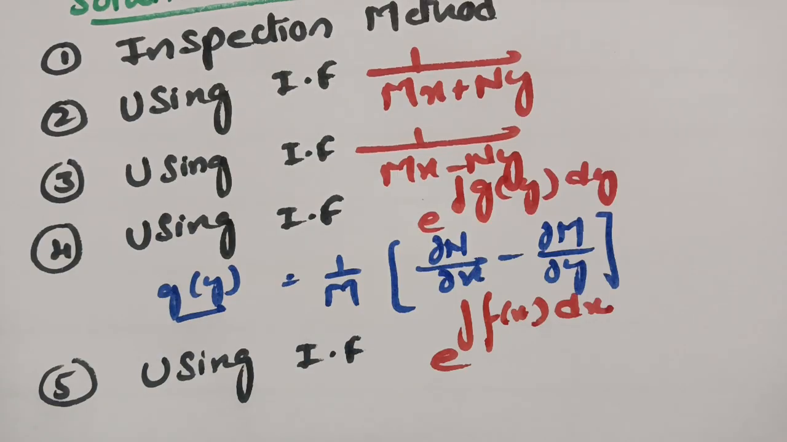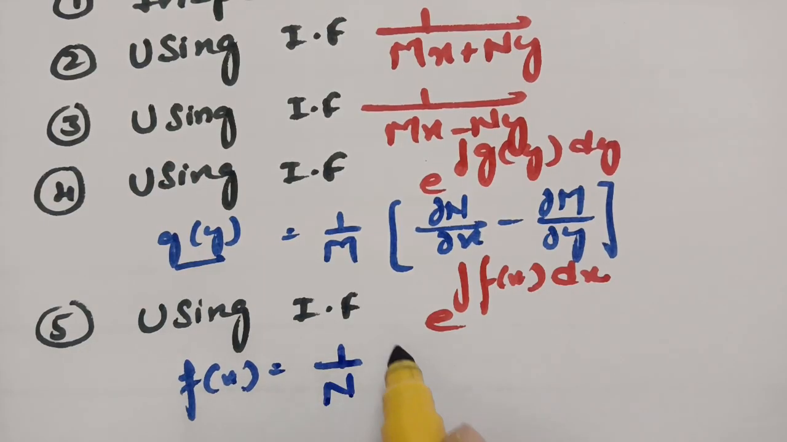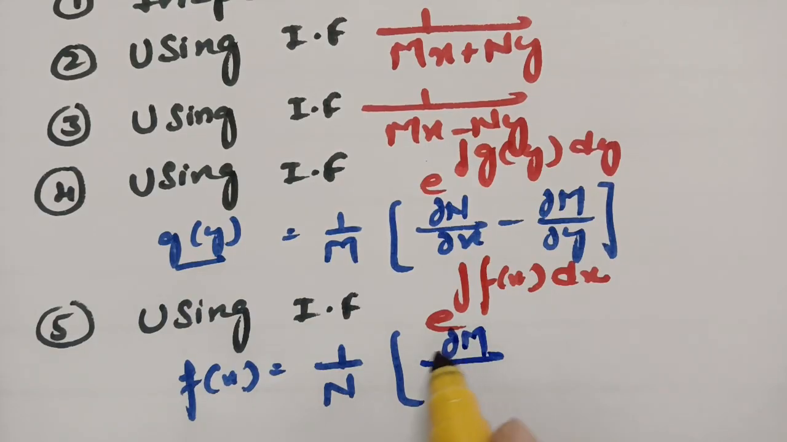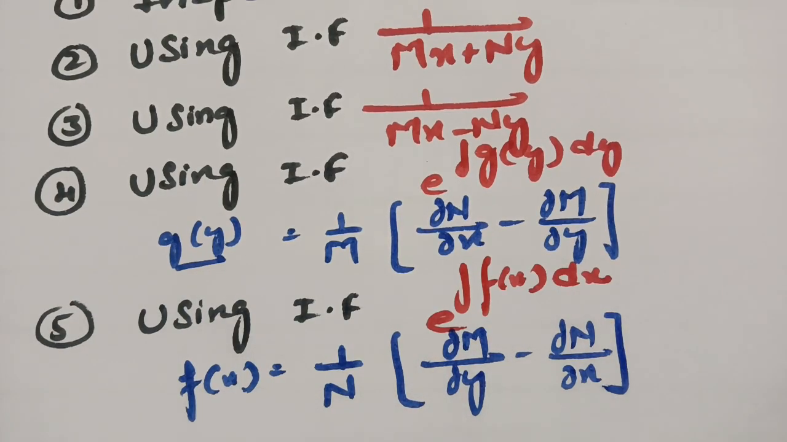See, what is f of x here? So f of x value is nothing but 1 by n times, if you start with n, so we have to go with m, dou m by dou y minus dou n by dou x. So these are all the 5 methods for solving the non-exact differential equation.